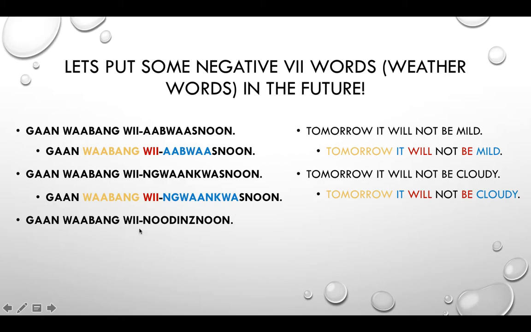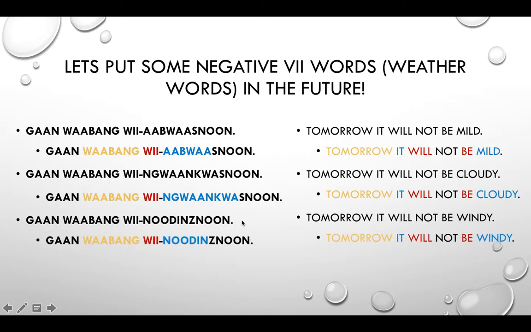Gone wabang we nodin known. That means tomorrow it will not be windy. Again, gone and known. So we're starting negative, ending negative means not. Wabang means tomorrow. We means will be. And Nodin means it is windy.